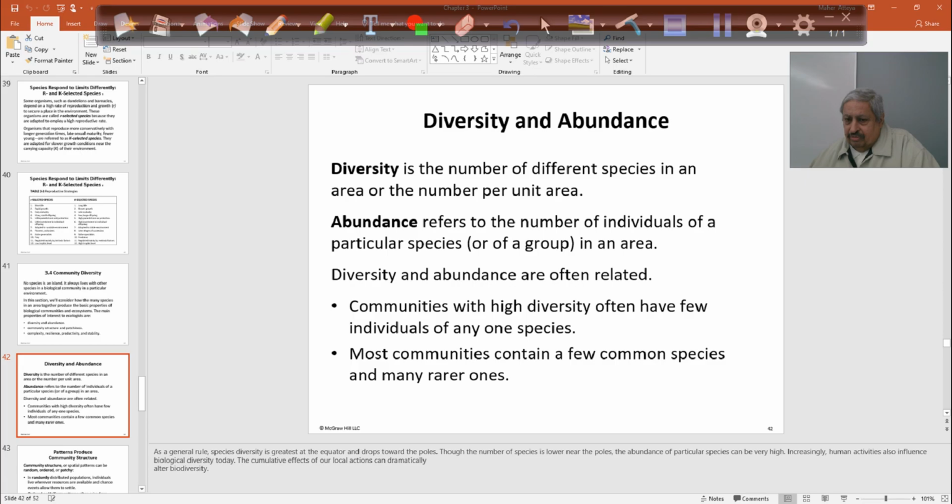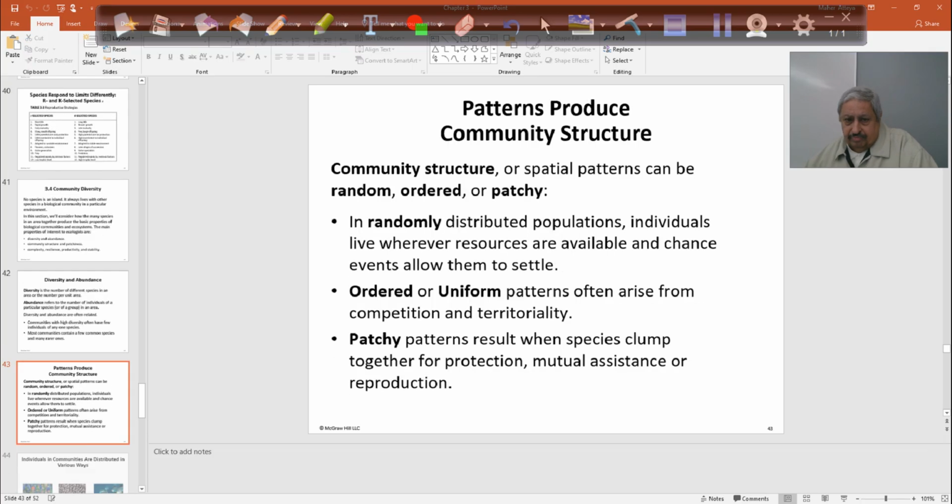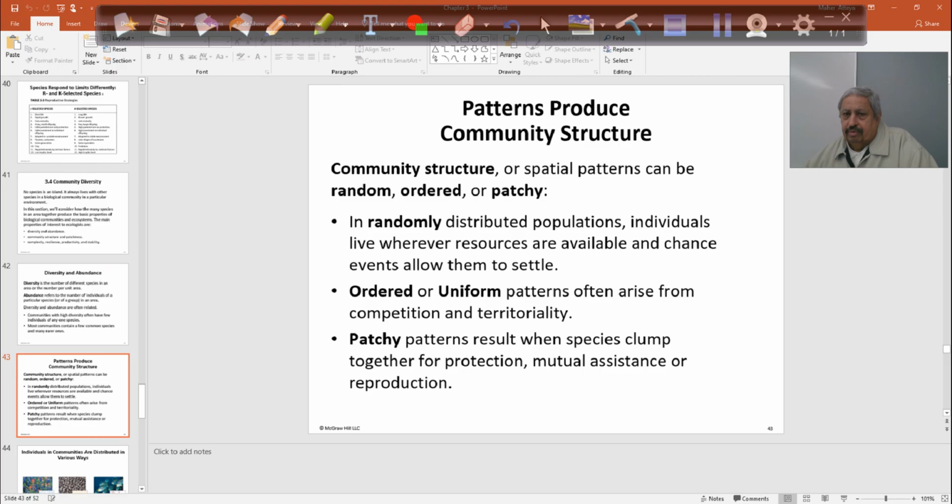Diversity and abundance are often related. Communities with high diversity often have fewer individuals of any one species. Most communities contain a few common species and many rare ones, and that's a common community. Community structure or spatial patterns can be random, ordered, or patchy.